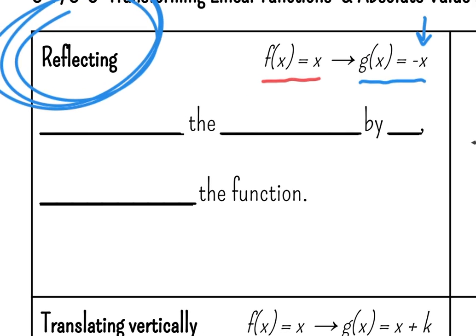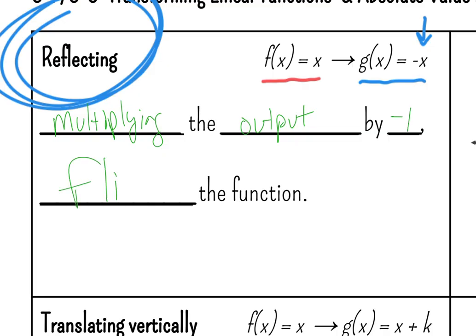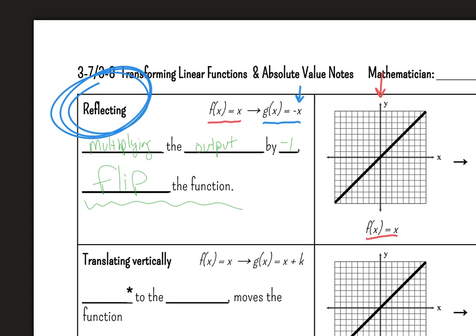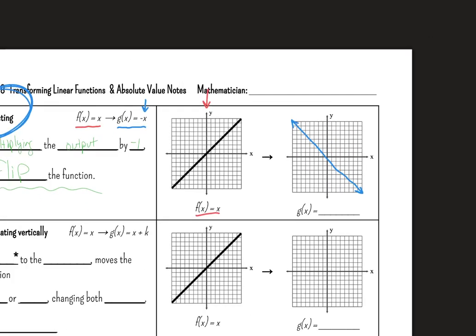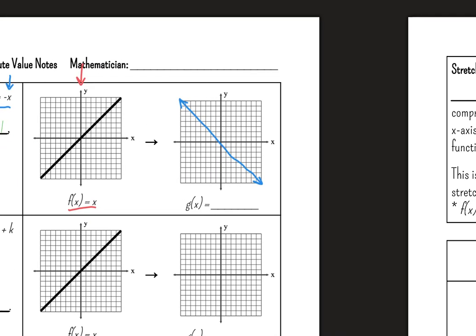So reflecting is when you are multiplying the output by -1, and that's going to flip the function. Now, if you were to say, hey, it flips the function, I'm going to assume that you are talking about reflecting. So it's okay if you want to use those words kind of interchangeably. And if you're like, well, what the heck, how is that thing flipped? It's flipped across the y-axis, right?